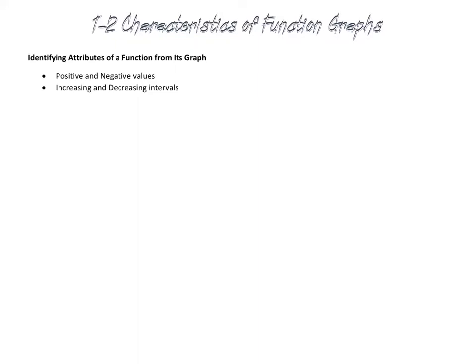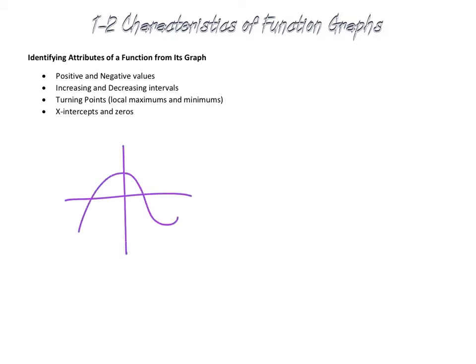Increasing and decreasing intervals, so I'm going to be looking at increasing as in going that way and decreasing as in going that way. Turning points, which are local maximums and minimums, so if I had a graph like that, that would be your local maximum, and if it went down, that would be your local minimum. X-intercepts and zeros, which are essentially the same thing, but when we have a graph that crosses the x-axis, the x-intercept would be the point, and the zero would just be x equals a. So it's just a matter of the way you write it.